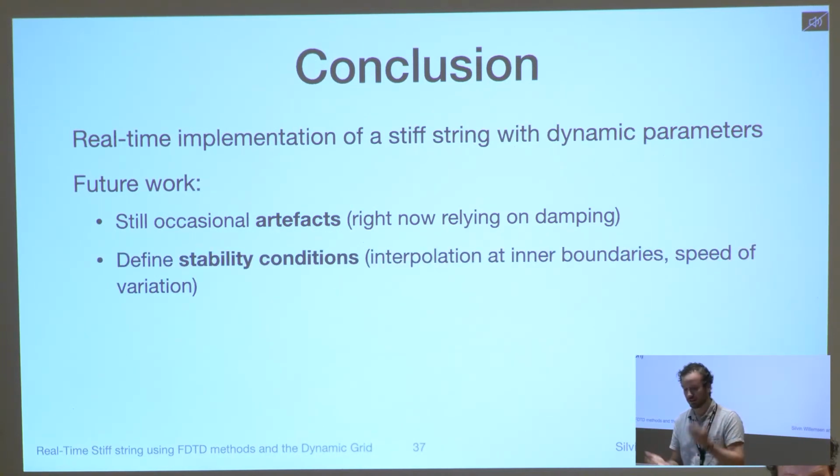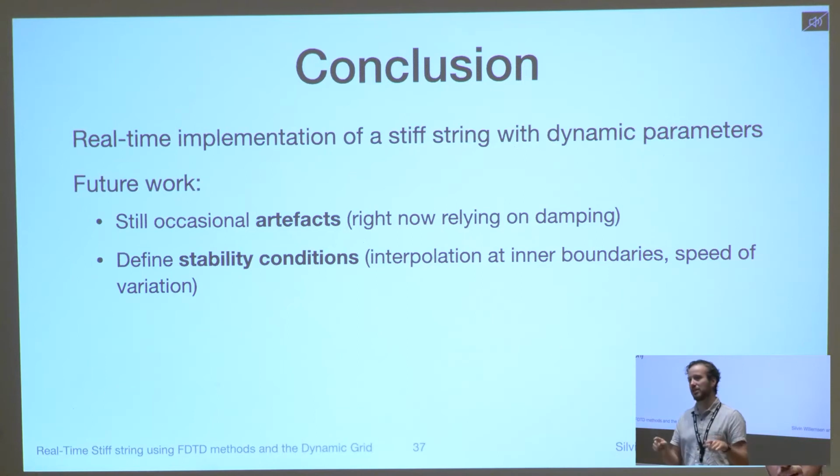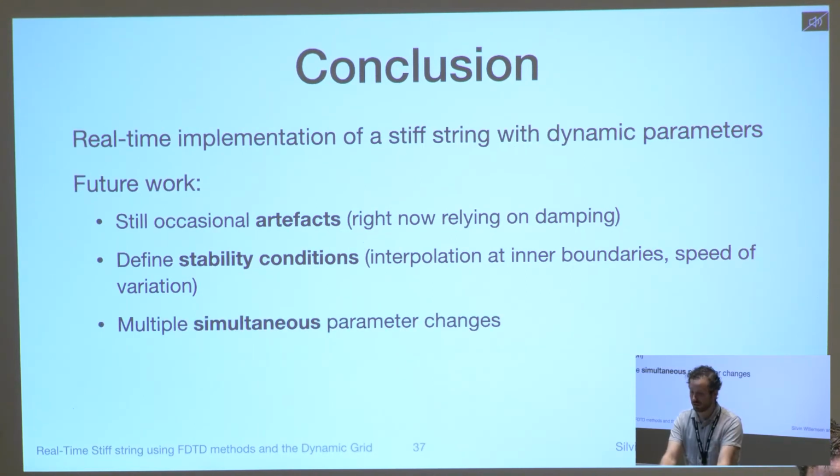We want to define some stability conditions, especially for the interpolation at the inner boundaries: will that still be stable? And also the speed of variation. Right now, I think it takes a minimum of 20 samples before a grid point is added or removed, so we put a limit on that. But we still need to find stability conditions for that. Also multiple simultaneous parameter changes. Right now we only change one parameter at a time, but maybe we can interleave parameters like length and tension if we change both at the same time.